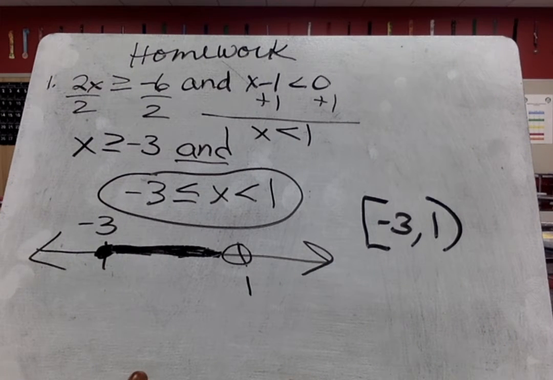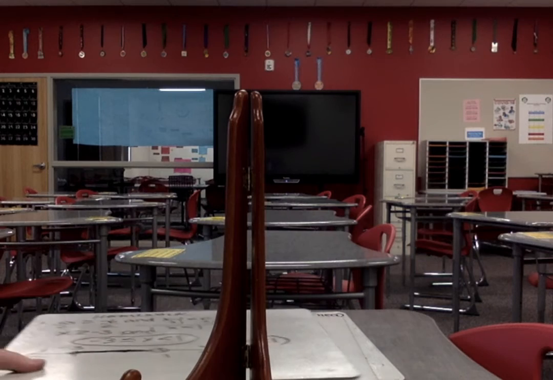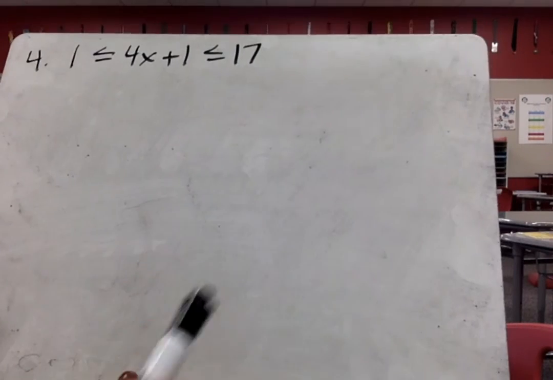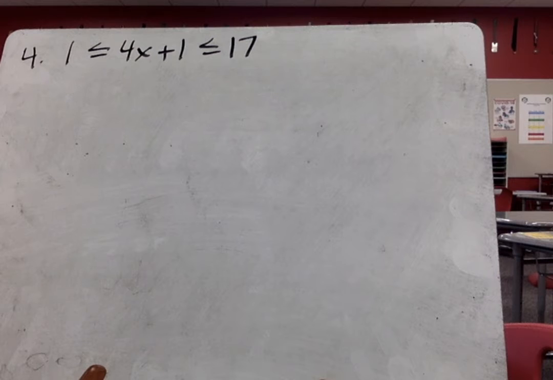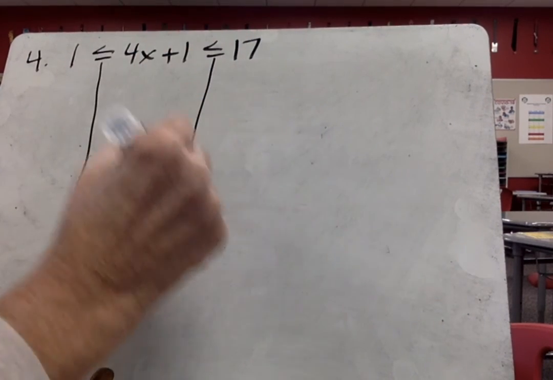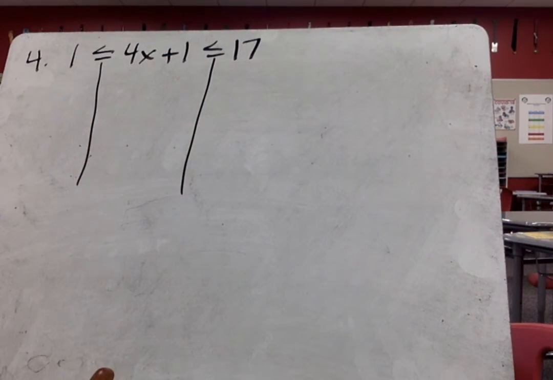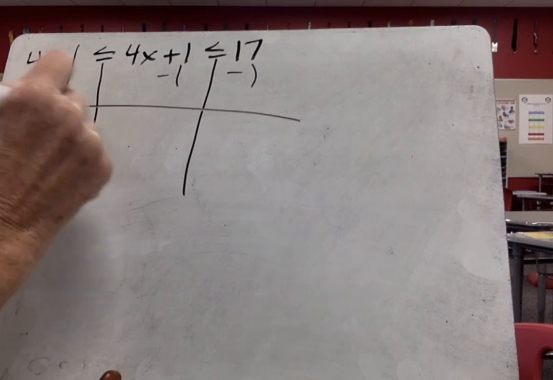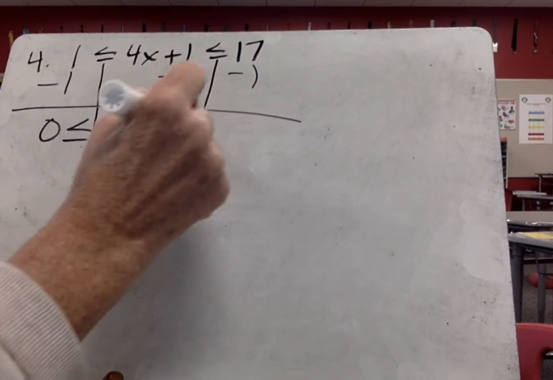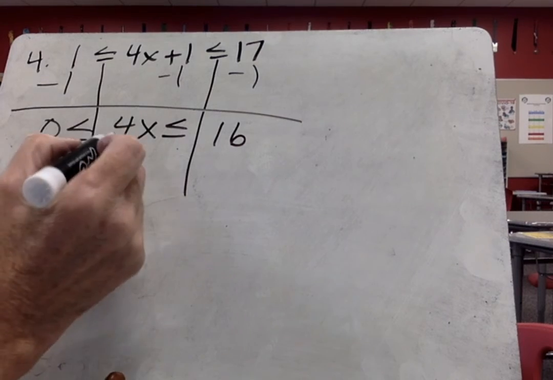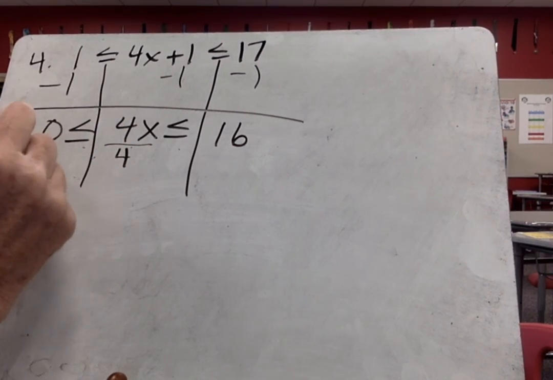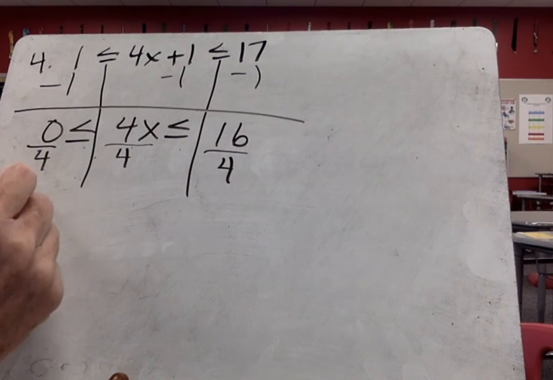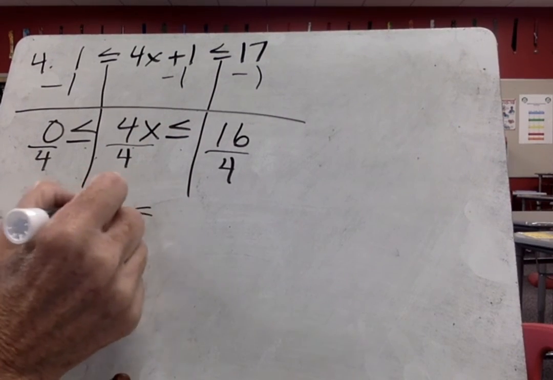And then I will do one last one, number 4, from the homework. Okay, so we're going to solve for x here. First thing I want to do is draw lines down here. We're focusing on the middle because that's where the variable is. We're going to subtract 1, subtract 1, subtract 1. 0 is less than or equal to 4x is less than or equal to 16. And again, we're going to divide by 4. 0 is less than or equal to x is less than or equal to 4.